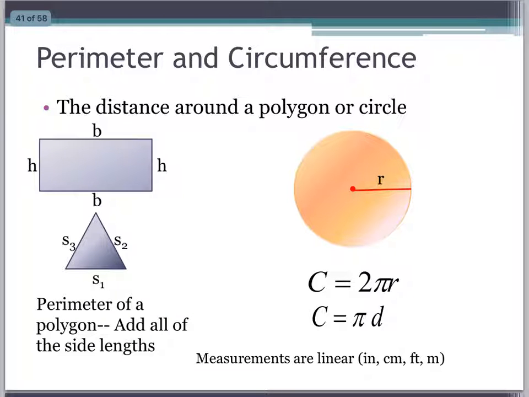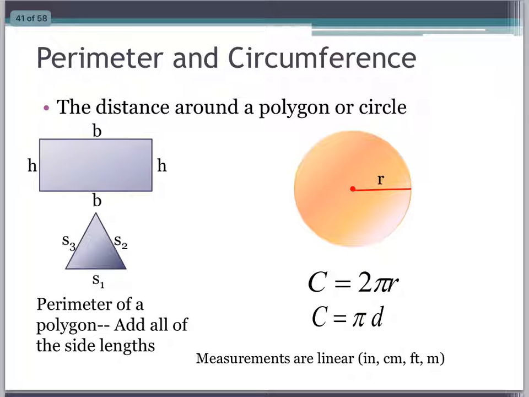Perimeter and circumference. So a couple of words from your vocab in here. As a reminder, the perimeter is the distance around a polygon, and circumference is the distance around a circle. Formulas are pretty straightforward. If it's something that's flat-sided, just figure out what each of the sides is and add them up. So whether it be the 4 sides of a rectangle, the 3 sides of a square. If it's a circle, there's a formula though.